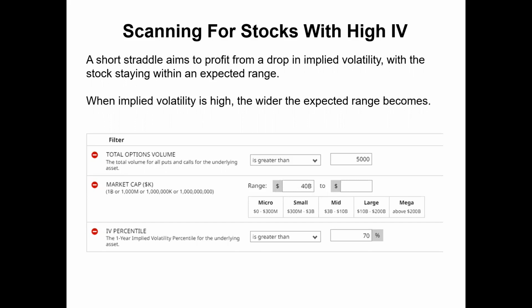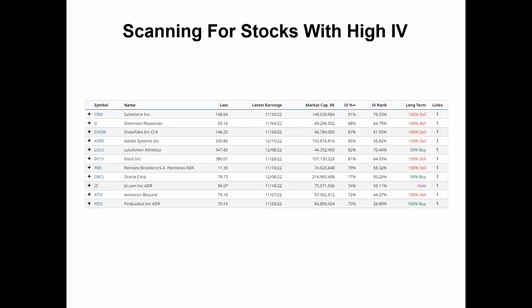So here's a sample scan that you can use on Barchart as a good way to find highly liquid stocks that have a high IV rank or IV percentile. These are the results from today, Monday the 21st of November. So we can see that Salesforce has the highest IV percentage and also has a high IV rank. Part of that is because earnings is coming up on the 30th of November in about 9 days' time.